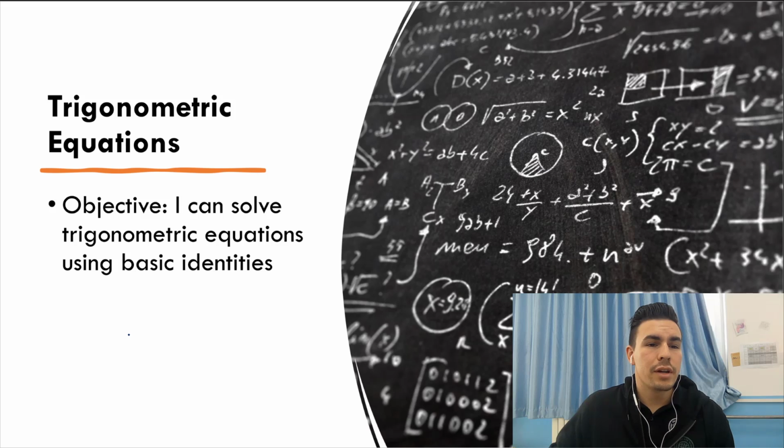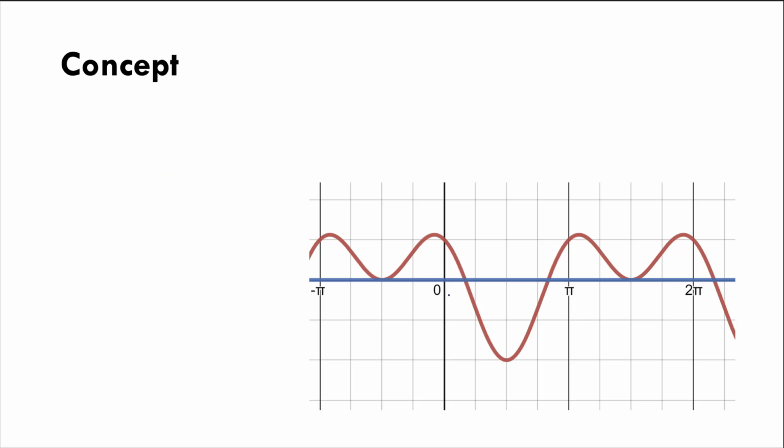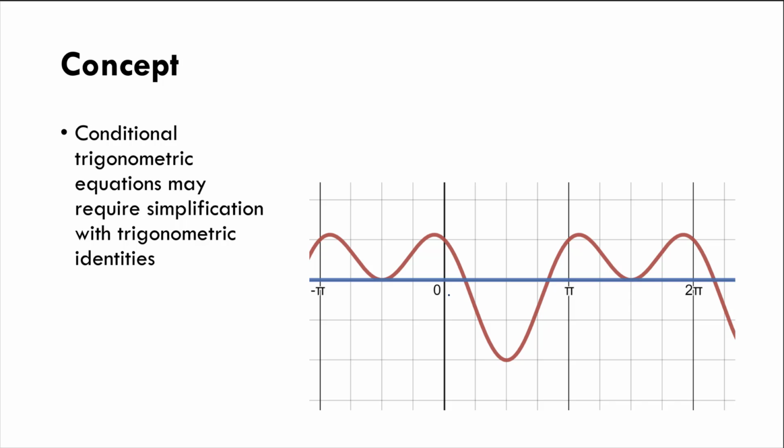We're going to be talking about trigonometric equations again. This time we're going to be solving trigonometric equations using basic identities, along with our algebraic manipulation. So let's take a look at what this looks like. Looking at our concept, we're working with the same conditional trigonometric equations, but this time they may require some simplification with our identities.